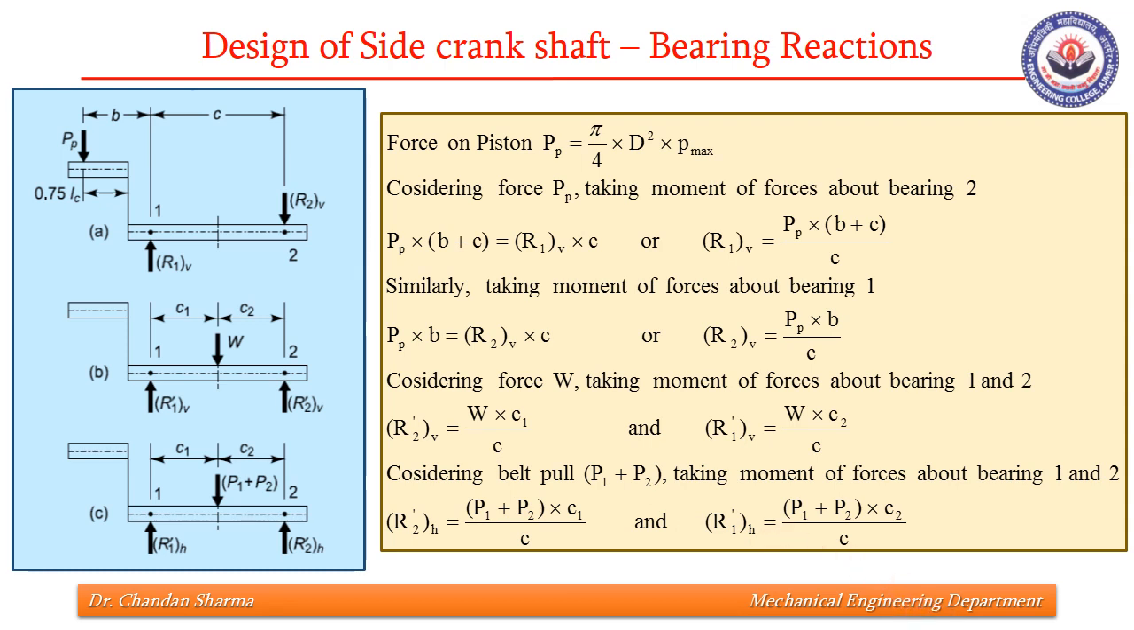So till now, what we have done is found reactions on both the bearings in vertical plane and in horizontal plane, considering the three forces, that is piston force PP, weight of flywheel W, and sum of belt tensions in the horizontal direction. If we found this, the rest of the job will be much easier. How? Let us see.